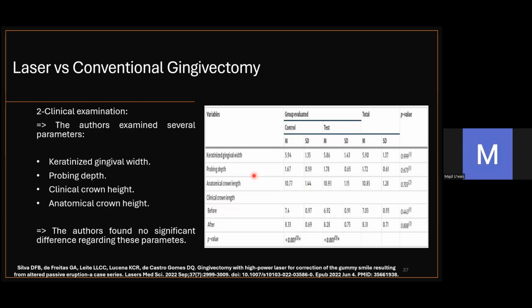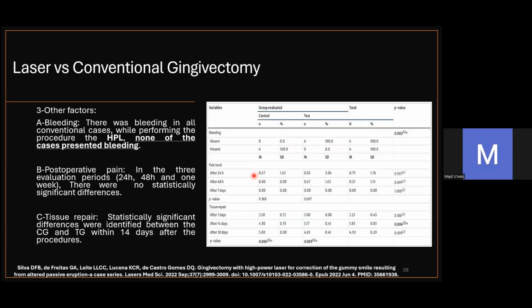Regarding clinical examination, the authors examined several parameters such as the keratinized gingival width, the probing depth, the clinical crown height, the anatomical crown height, and again, the authors found no significant difference regarding these parameters. Other factors, such as bleeding: there was bleeding in all conventional cases while performing the procedure, while with the laser, none of the cases presented with bleeding. So this is the first difference.